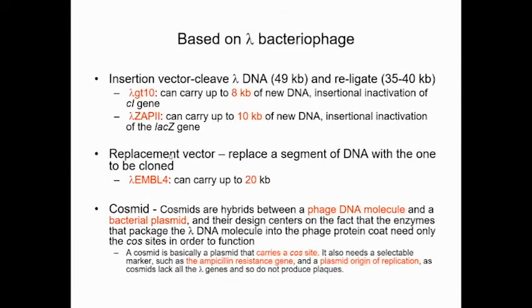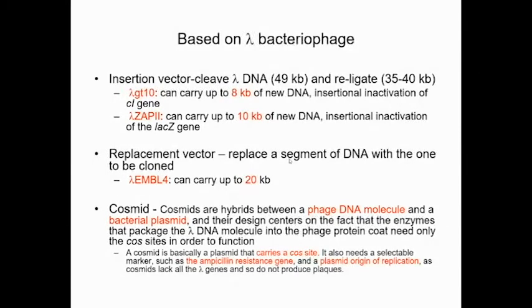Insertion vector means you cleave the Lambda DNA and religate, and it becomes 35 to 40 kilobase long. Then you have Lambda GT, which can carry up to 8 kilobase of DNA. And again, here is insertional inactivation of the CI gene, that's a different gene. Then Lambda ZAP2 carries up to 10 kilobase of new DNA, with insertional inactivation of the LacZ gene. And then you also have the replacement vector.